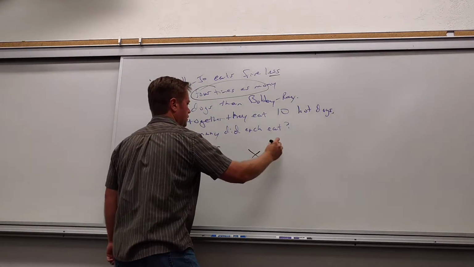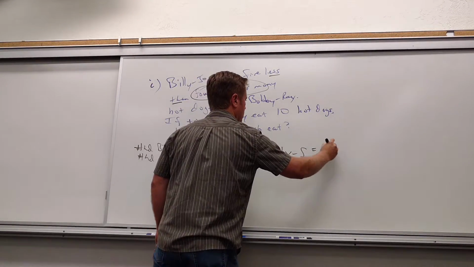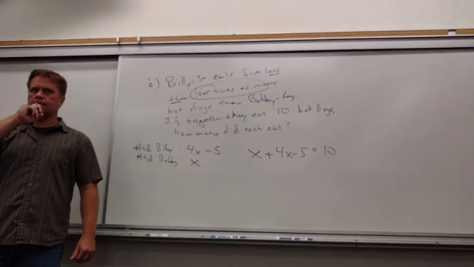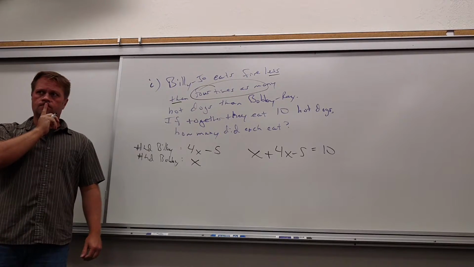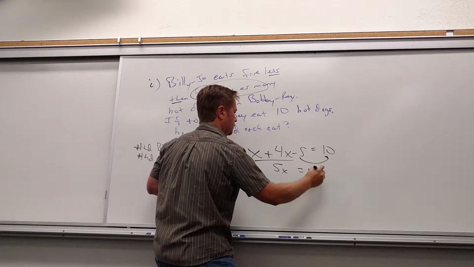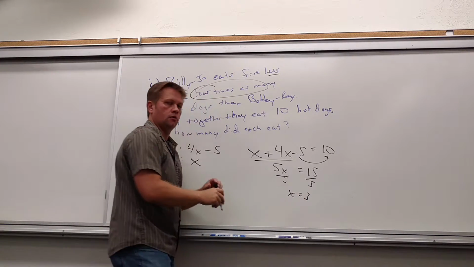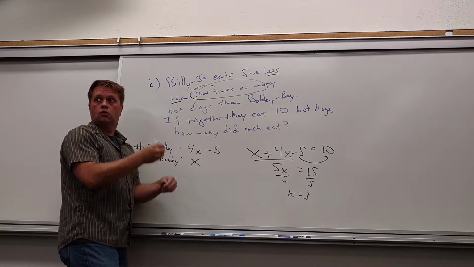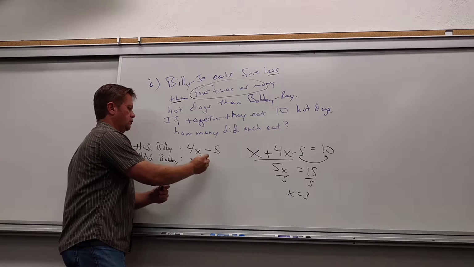Bobby Ray's hot dogs plus Billy Joe's hot dogs has to be the 10 hot dogs they ate together. I like it. And you solve it, you get 5x, add the 5 over, 15, divide by 5, you get x is 3. What's that mean? Bobby ate 3 hot dogs.